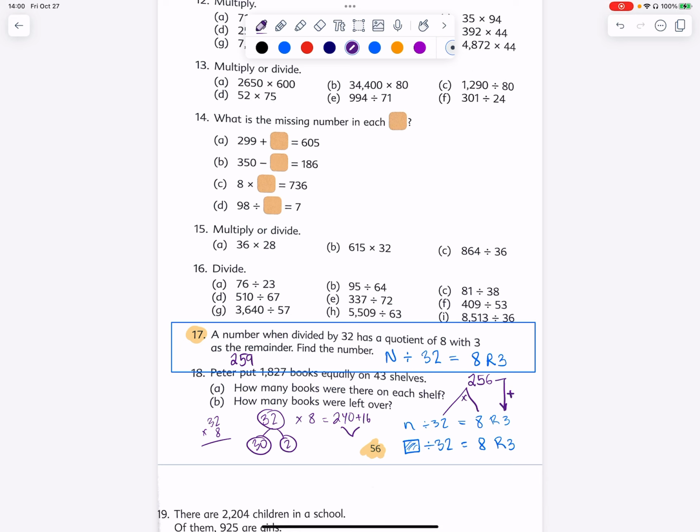And of course, you can check your work. Divide 259 by 32, and you should be getting 8 as a quotient and remainder of 3. I hope you understand this problem. Again, the solution strategy here is to translate into algebra, translate English into math. We will be using this strategy quite often in the future.